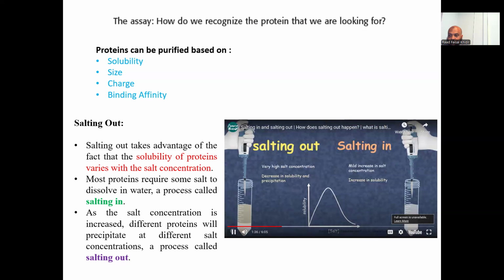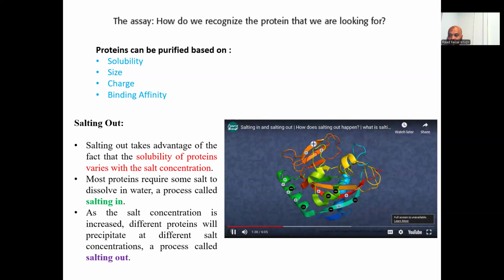So in order to understand that, we need to know a little bit about protein structure. In protein structure, there are many amino acids which could be charged. For example, aspartate or glutamate could be negatively charged. There are also basic residues like lysine and arginine. Based on the pH, these residues would be charged, so the protein would have some charge on it, right?